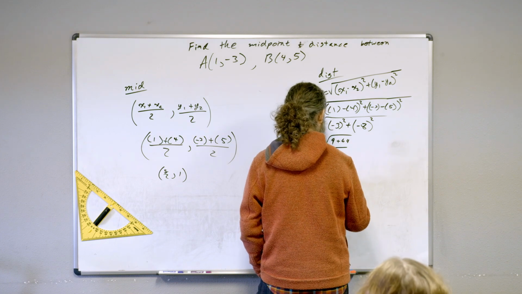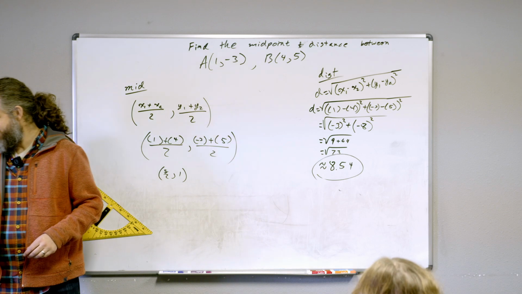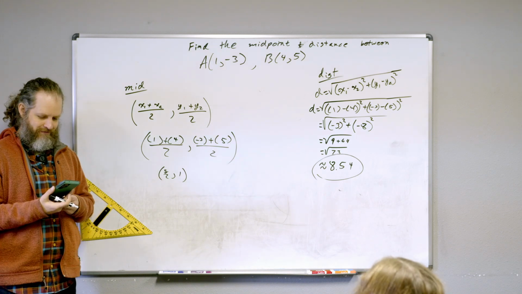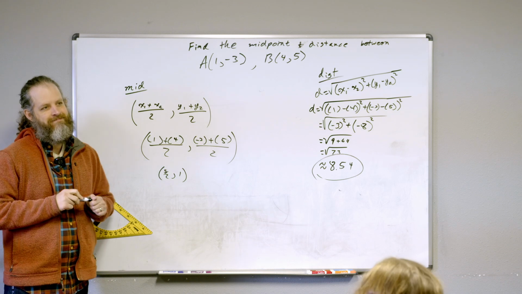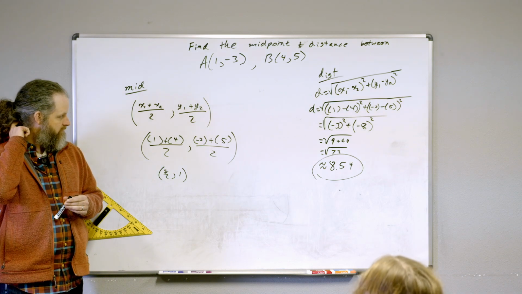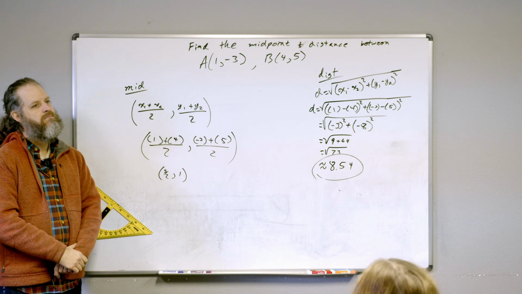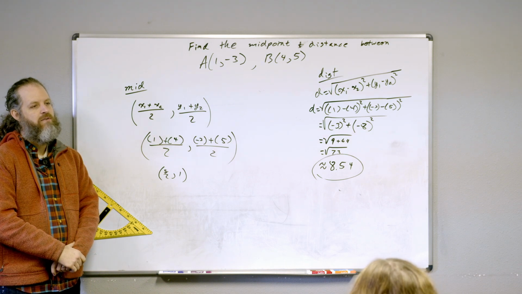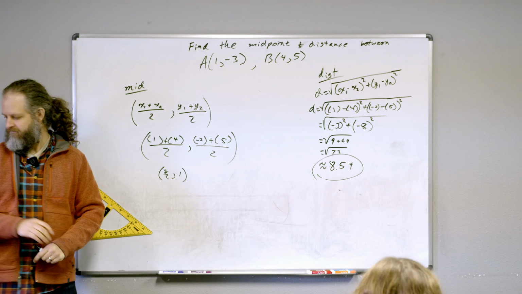8.54. Great. How we doing? Pretty well? Nothing too scary so far? So what is the formula that I was thinking of? The slope formula: y2 minus y1 over x2 minus x1. It's for slope.